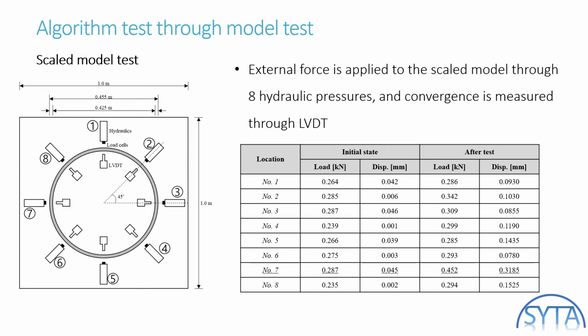This page is about a scale model test to verify the algorithm I just mentioned. The conceptual diagram of the model test for algorithm performance test is shown in this figure. External load is applied to the outside of the scaled lining model with an outer diameter of 45.5 cm and a thickness of 1.5 cm using 8 hydraulic pressures, and convergence is measured through the LVDT inside.